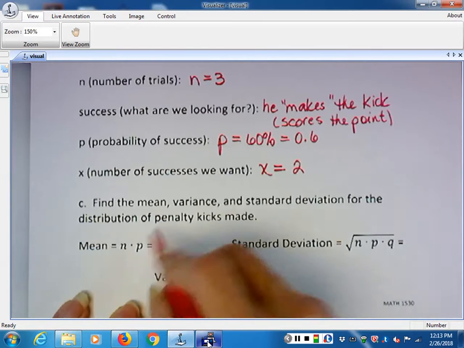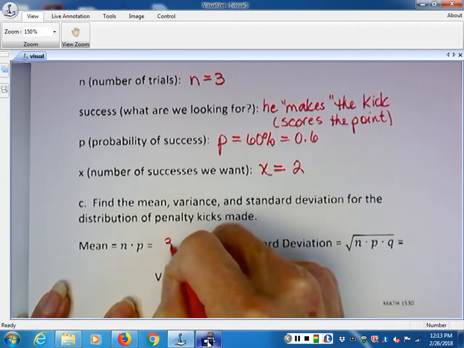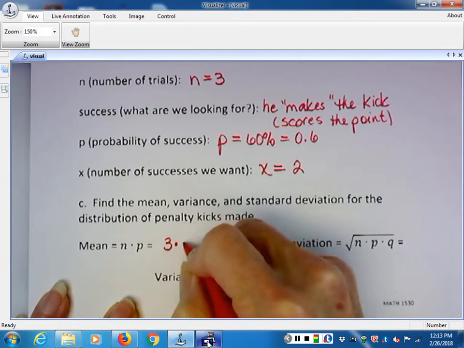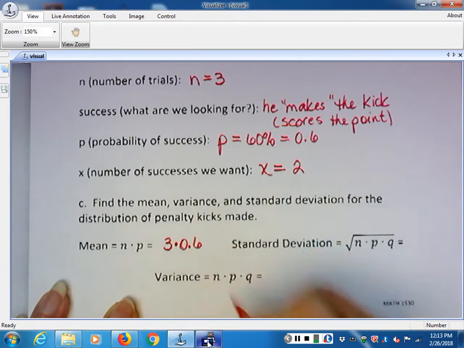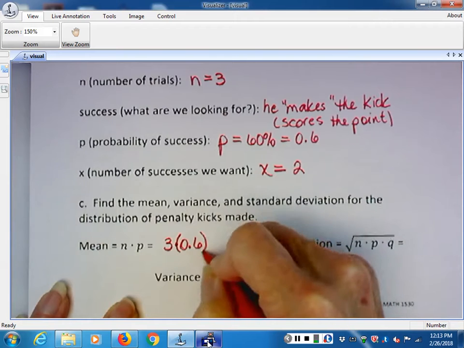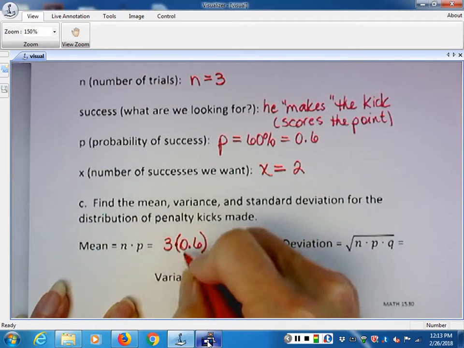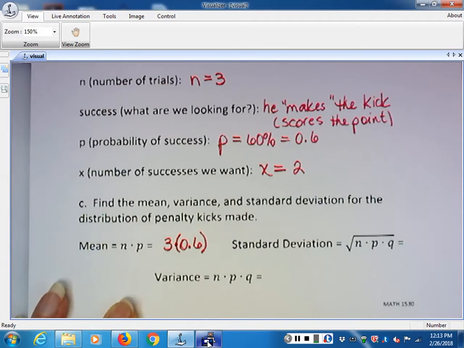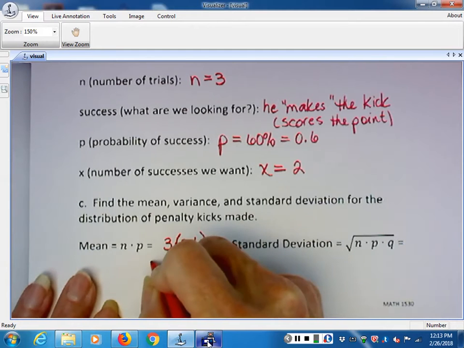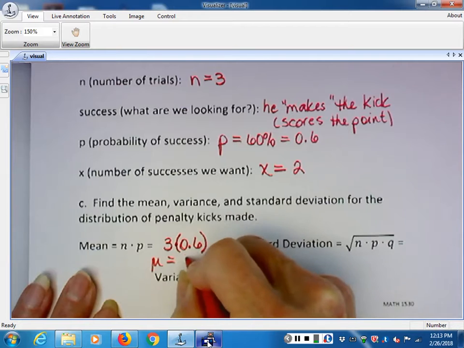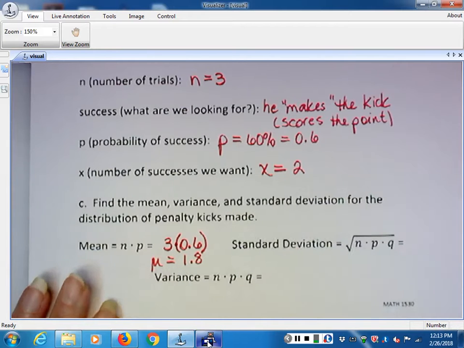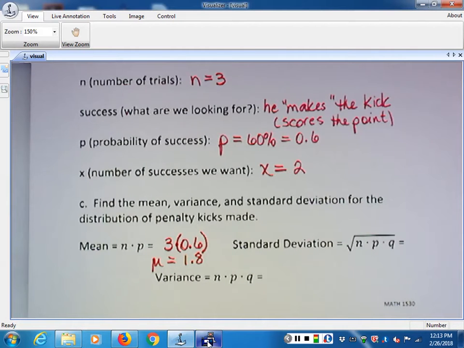And since the mean is n times p, that's 3 times 0.6. I'll use the parentheses so we don't get that mixed up with a decimal. And 3 times 0.6, what's 0.6 times 3? 1.8? So we expect him to make 1.8 of the kicks, which means he might make 1, he might make 2.